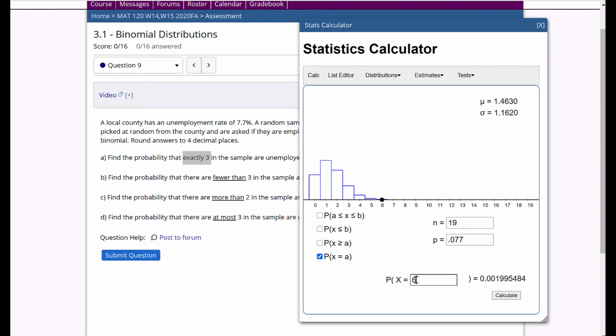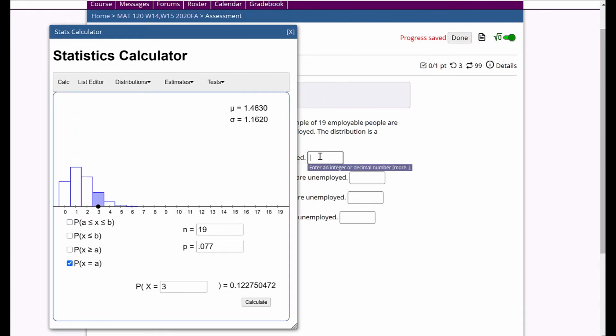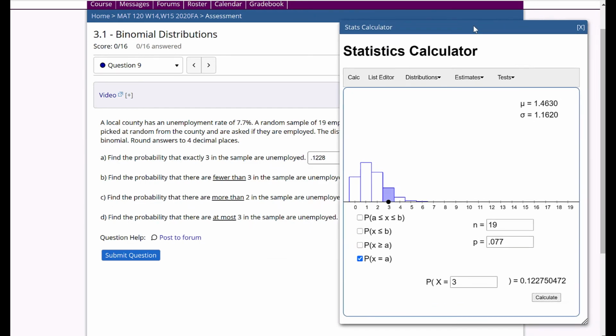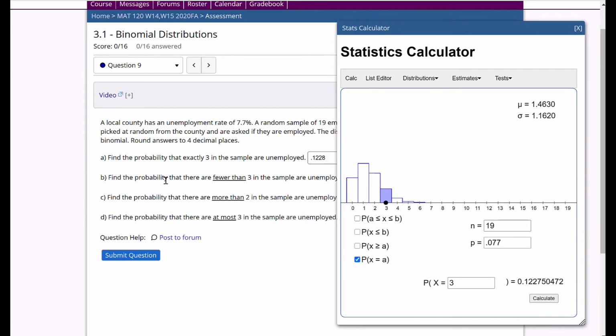What's nice, you could type in 3 here and then hit calculate, and that's fine. Or you can just slide until you get to x equals 3. Either way, you'll get your probability of 0.1228, because it said that we wanted it to 4 decimals, so 0.1228 in that box.